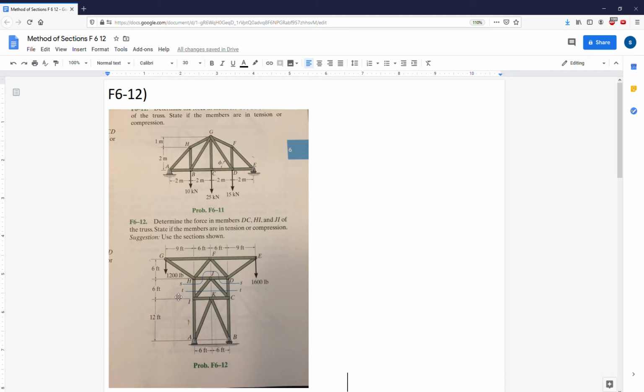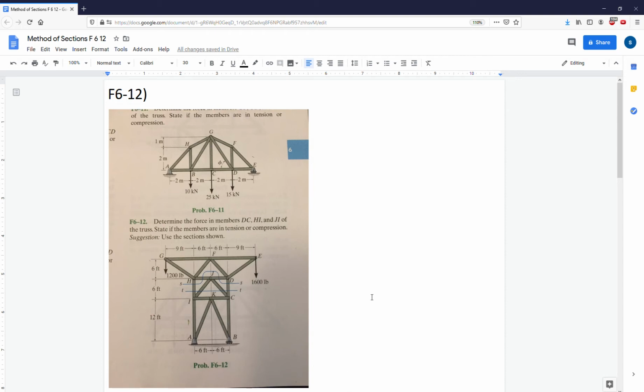At first glance, it looks like cut T goes through all of them. And it does, and as the text suggests, we should use that. However, cut T is not going to be enough, because cut T goes through 1, 2, 3, 4 members, which means that even excluding reactions, that is 4 unknowns.